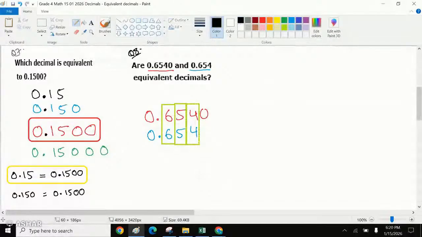So we can say that 0.6540 is equal to 0.654. Okay, that means these two numbers are equivalent. Let's look at the next question.